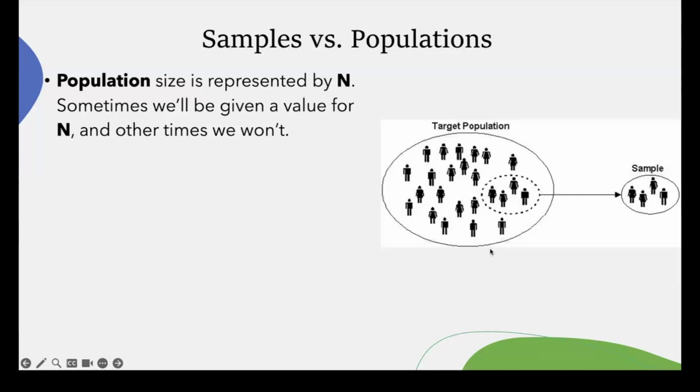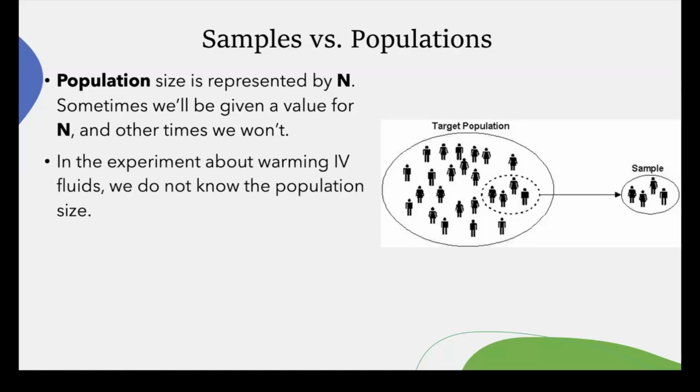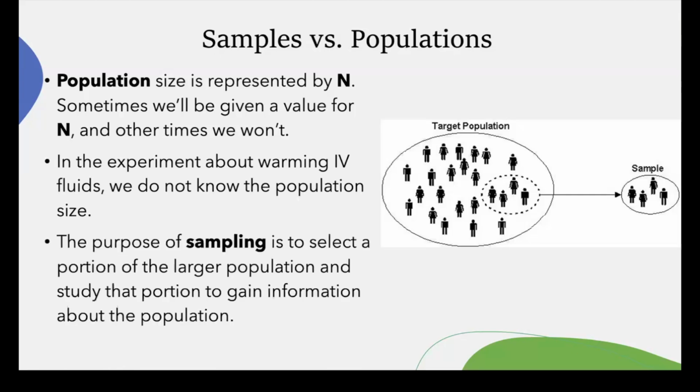Sometimes in a problem, we'll be given a value for capital N, the population size, and other times we won't. That's because sometimes the population size is unknown. In the experiment about warming IV fluids, we don't know the population size, and often that is the case.